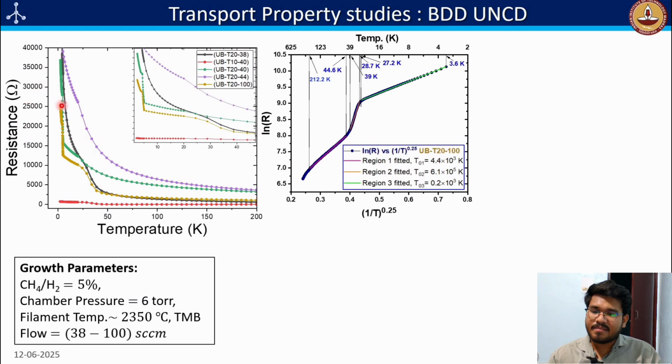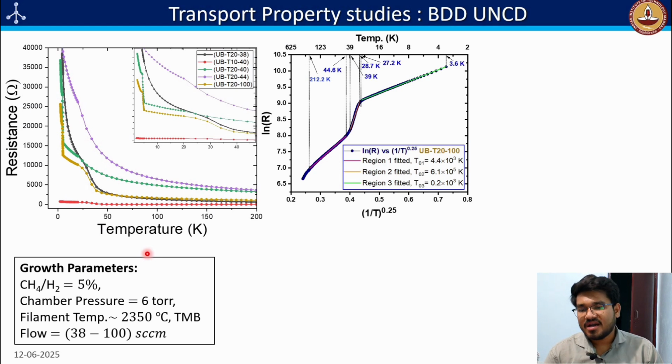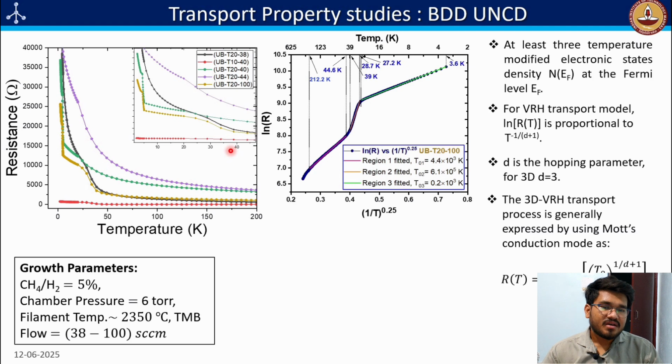And have you found something absurd in this data? This is not quite usual. You can see there is a step-like jump in resistivity in various temperature ranges. And what I have done is, possibly I can see there are 3 regions. So these 3 regions denote the 3 temperature-modified electronic states near the Fermi level. So at different temperatures, different kinds of electronic states are excited and they are taking part in the conduction mechanism.